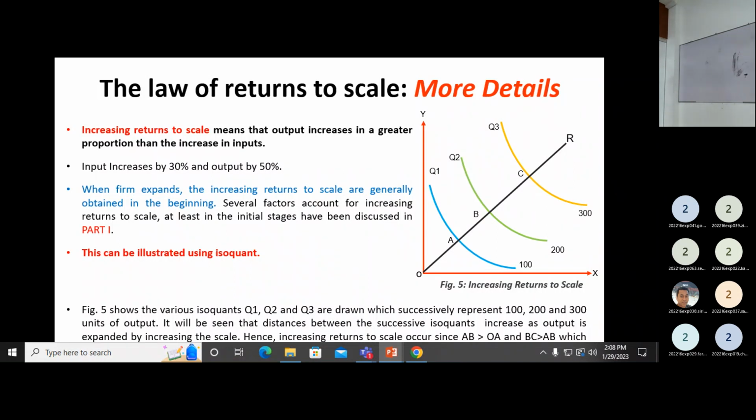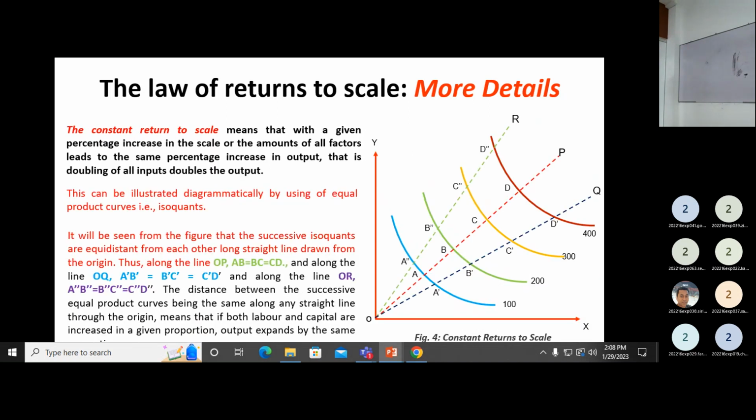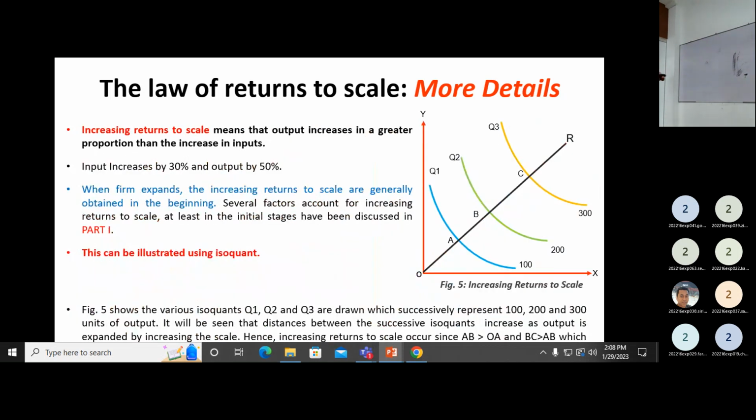And I have asked you to find out a particular thing as homework. Good. I think you all have done it. We'll see. So this is how you illustrate your increasing returns to scale on a graph. So please read these two: constant returns to scale as well as increasing returns to scale. Here, this BC is higher than AB. It will definitely increase.